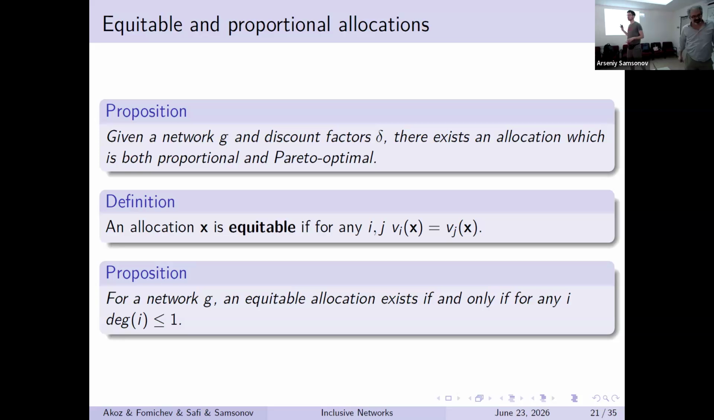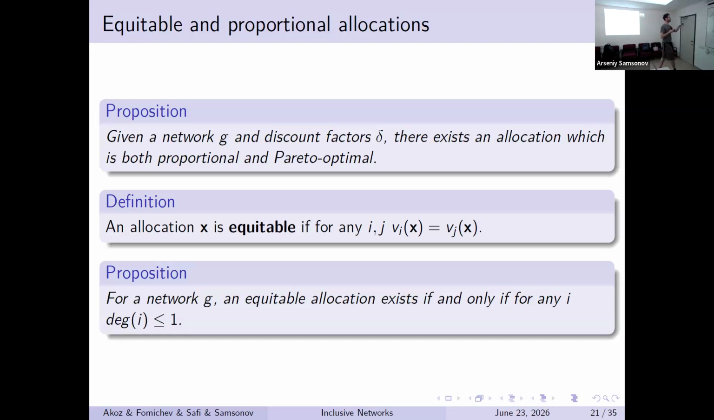Okay, let me actually clarify the results. So if the maximum degree is 1, we can have an equitable allocation for any discount factors. For any discount factors you choose, we can find an allocation which will make the utilities equal. For any other networks, there exist discount factors such that no allocation is equitable.